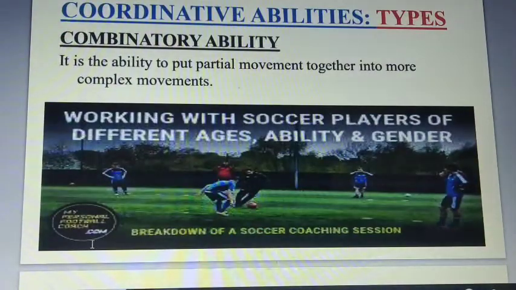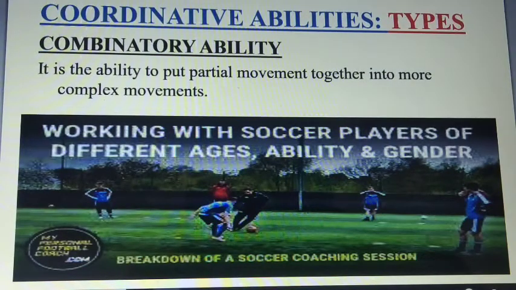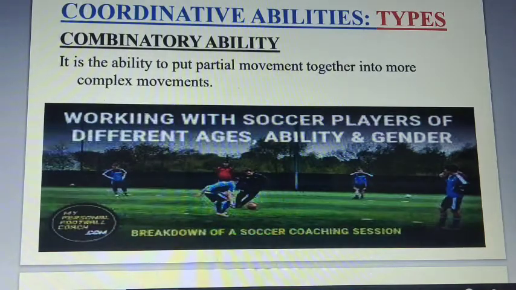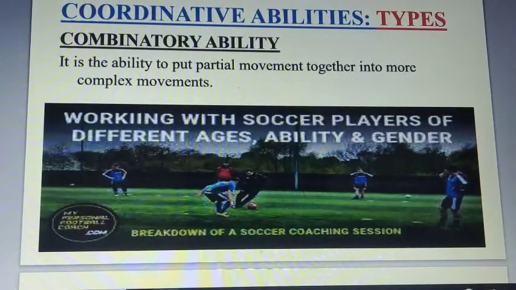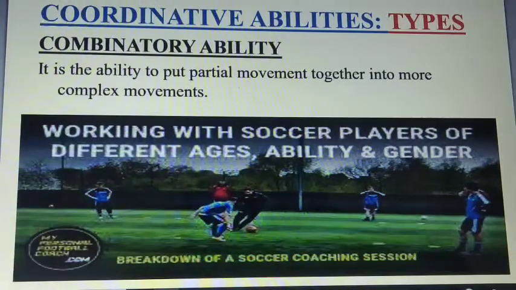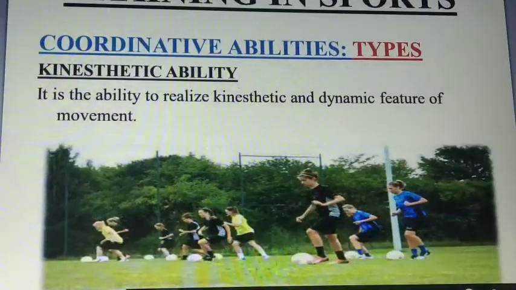The next type of coordinative ability is combinatory ability. What is combinatory ability? Combinatory ability means it is the ability to put partial movements in a coordinated way. It means putting the partial movements together in a complex manner. That is combinatory, a combination of different skills.